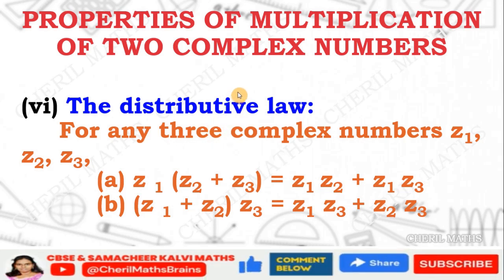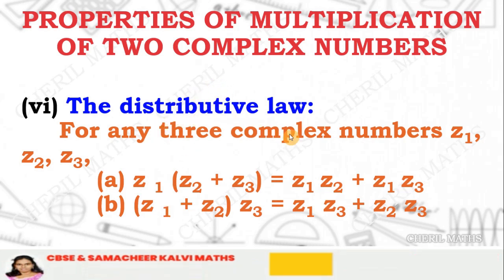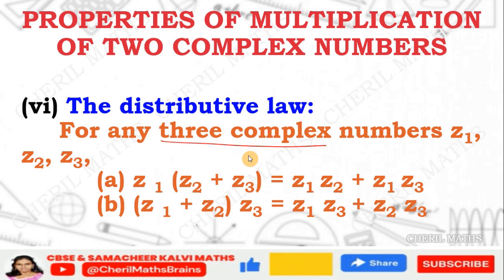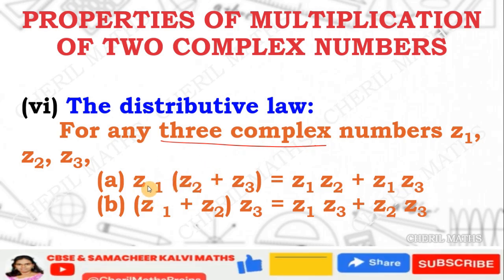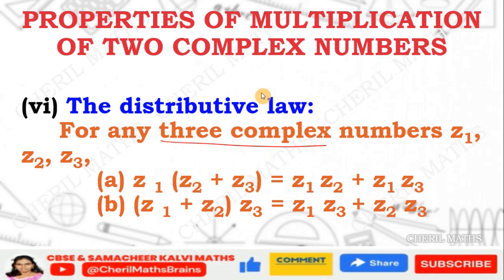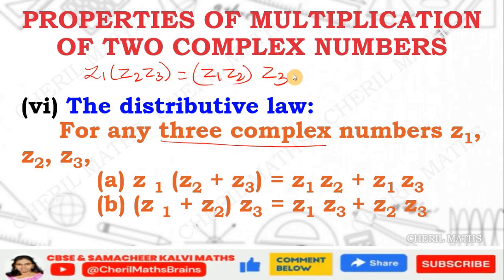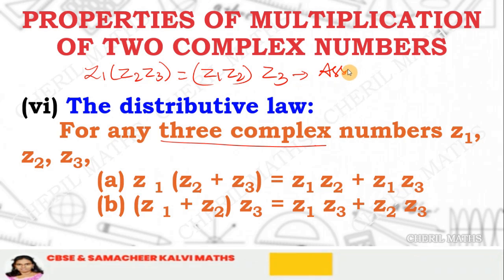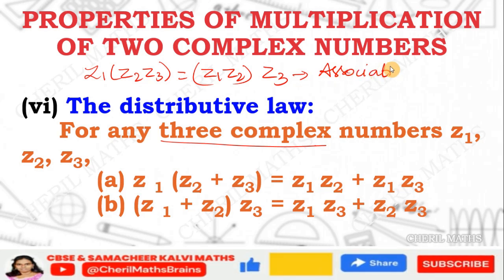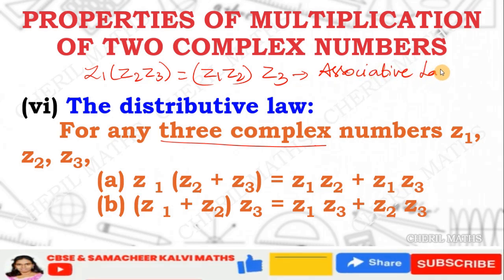Okay. So finally we have one more thing, the distributive law. This we did not learn for the addition. Okay, for distributive law, this is again going to deal with three complex numbers. So what is that again? Z1 into Z2 plus Z3. Associative law we saw Z1 into Z2 Z3 is equal to what? Z1 Z2 into Z3. Okay, so this was your associative law. Is it clear, children? This was your associative law.